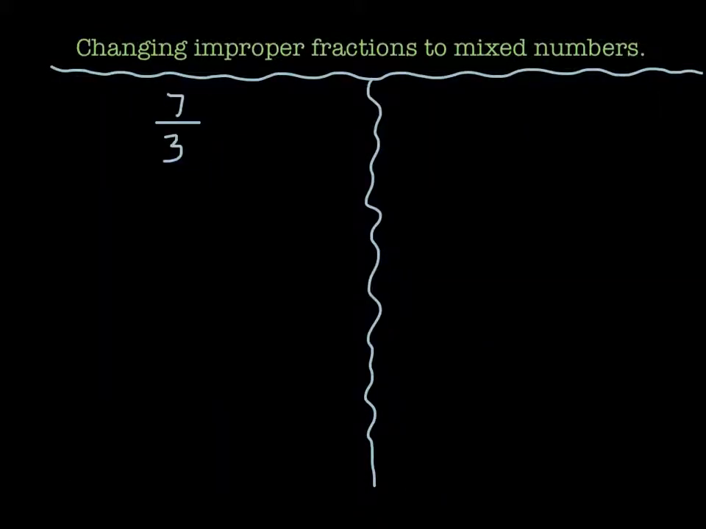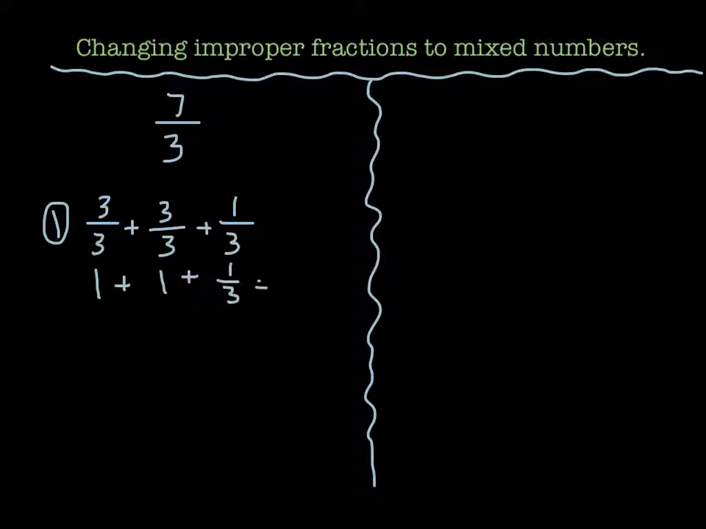So strategy number 1 for doing 7/3, I think, how many whole parts can I take out of that? And I know that that's a 3/3 and another 3/3, that's 6/3, and then I have 1/3 left. So I'm going to repartition these 3/3 both as 1. That gives me 1, another 1, and a 1/3, which altogether is 2 and 1/3.